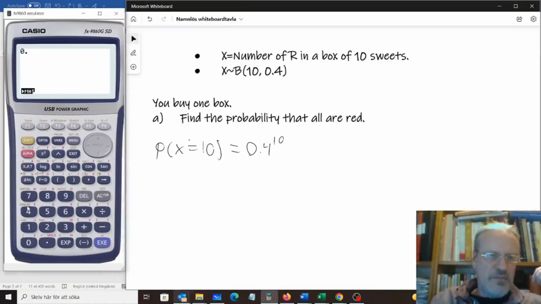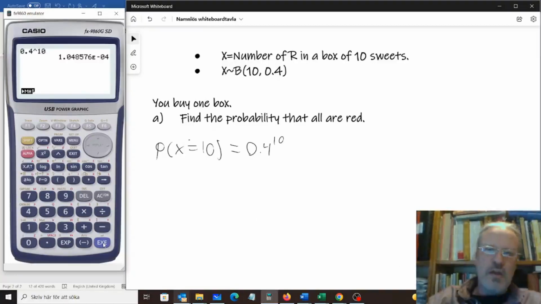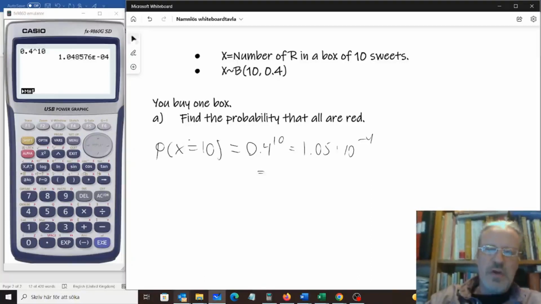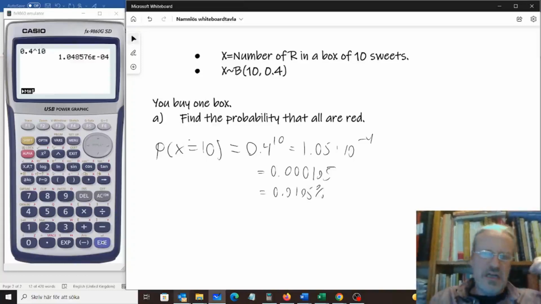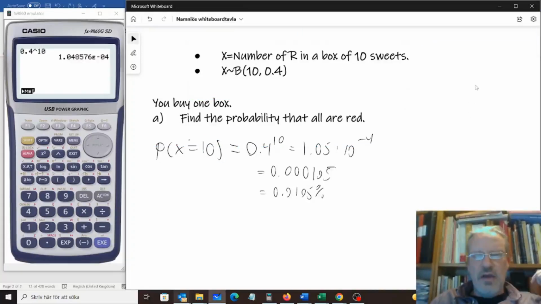The 0.4 to the power of 10 would give us 1.05 times 10 to the power of minus 4, or in other words 0.000105, or if we move the decimal point 2 steps, 0.0105%. Indeed, a very low probability. So certainly enough, we will not get a success 10 times in a row. We can almost be sure of that.